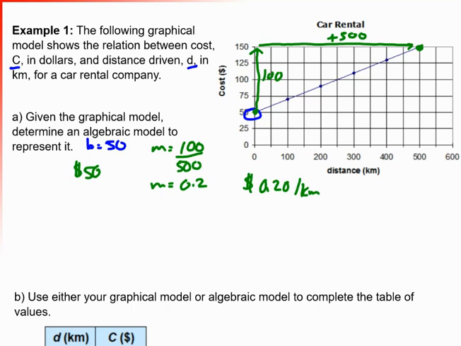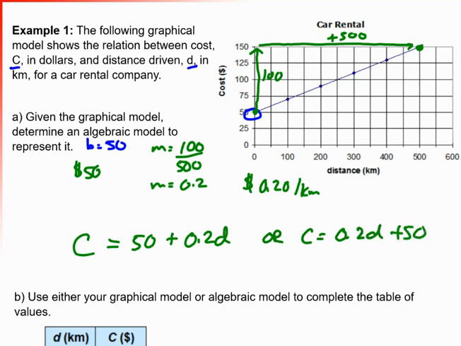So let's come up with an equation. They want us to use C and D. The total cost equals two things, the initial fee and the rate. The initial fee is 50 plus, well, we just figured out what m would be, 0.2, and we're using D for distance. Very good. Or you can write it the other way around: C equals 0.2D plus 50.